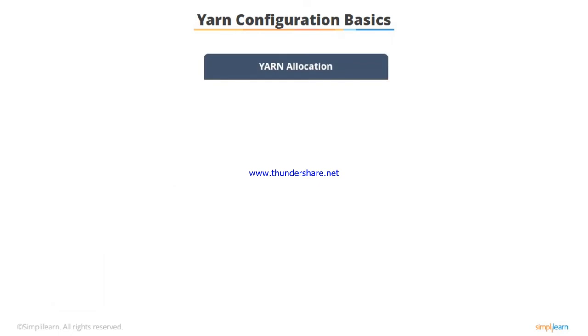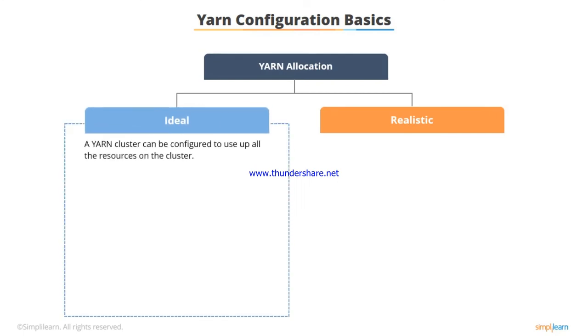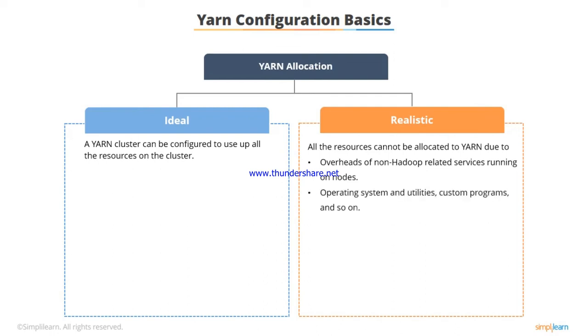Now, let's understand the basics of Yarn configuration. There are two types of Yarn allocation: ideal and realistic Yarn allocation. In ideal Yarn allocation, a Yarn cluster can be configured to use up all the resources on the cluster. In realistic Yarn allocation, all the resources cannot be allocated to Yarn due to overheads of non-Hadoop related services running on nodes, operating system and utilities, custom programs, and so on.